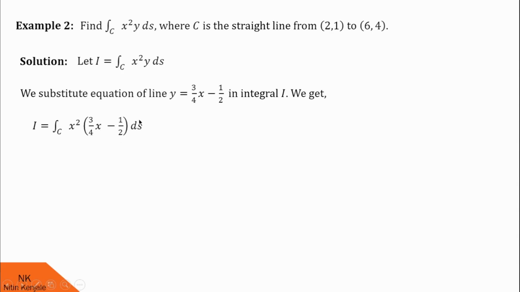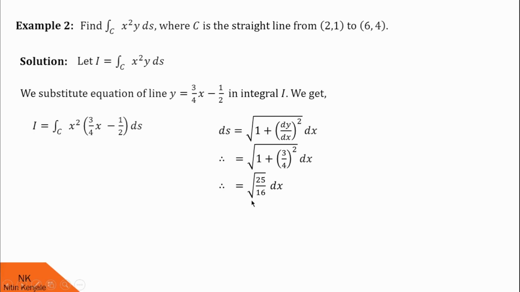Next we find value of ds. ds formula is under root 1 plus (dy by dx) the whole square, dx. To find dy by dx, we use equation of the line, which is this. dy by dx will be equal to 3 by 4 into derivative of x, which is 1, derivative of minus half is 0. So dy by dx is 3 by 4. Substituting it over here, we get ds is equal to under root 25 by 16 dx, which is equal to 5 by 4 dx. Now we replace this ds with 5 by 4 dx.